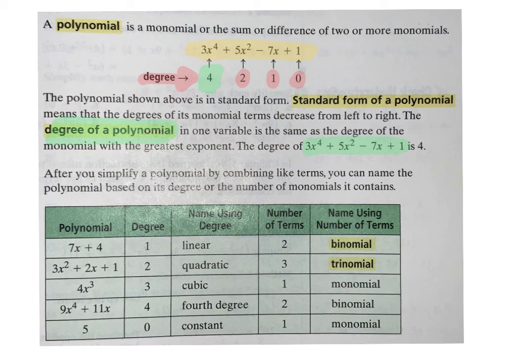So the degree of that polynomial is 4. For polynomials, you do not add them all together. You just use the highest one, and that is the degree of the entire polynomial. All right? They've given us some names of polynomials.